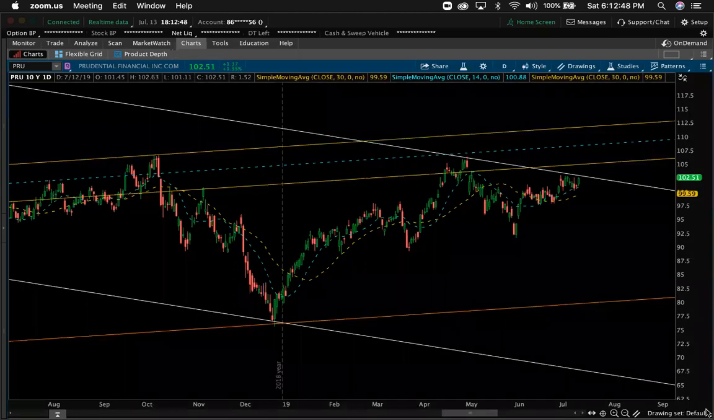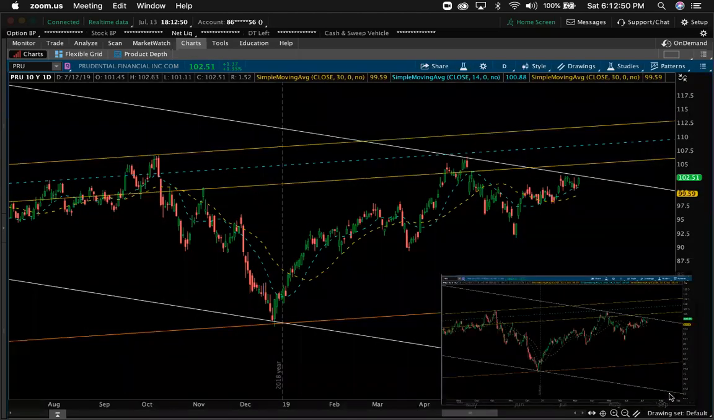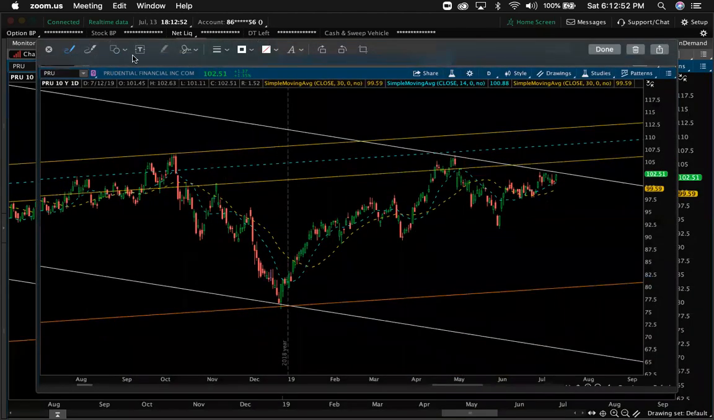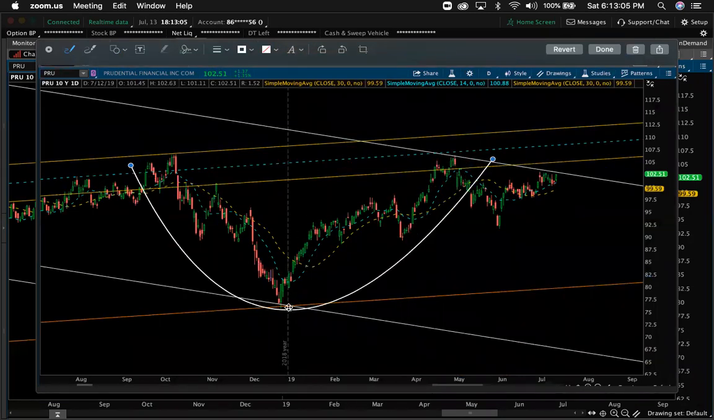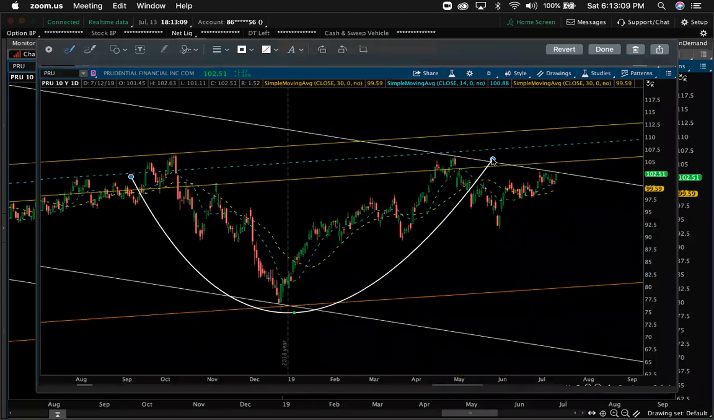I already drew it out already, but you guys can see it here. So we have two things: we have a cup and handle, and we have an inverted head and shoulders. Where you see the cup and handle would be here. Basically, however you see fit.